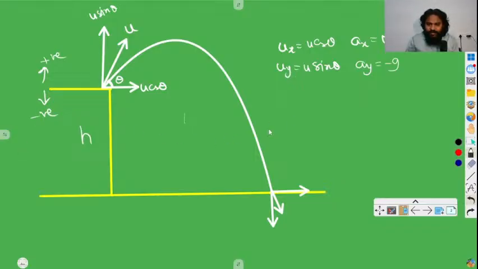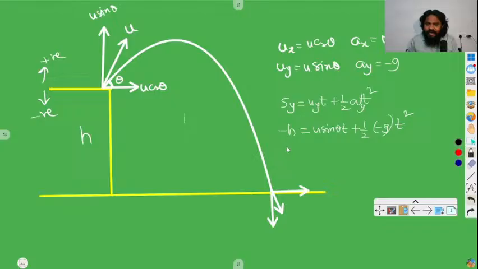Now for example, let's take sy is equal to uy t plus half ay t square, right? From this equation, sy is nothing but minus h. Why is it minus h? The h is downwards from the point of projection, right? Minus h is equal to uy, which is u sin theta, and u sin theta is upward, right? Plus u sin theta into t plus half into minus g, because acceleration due to gravity is downwards, into t square.